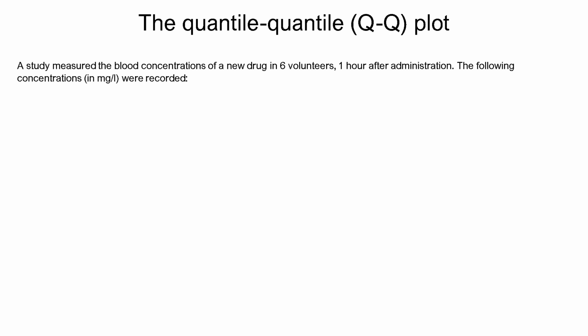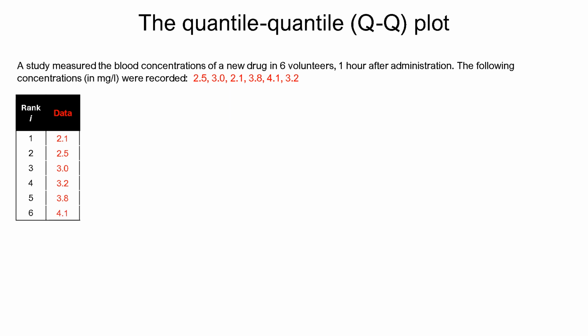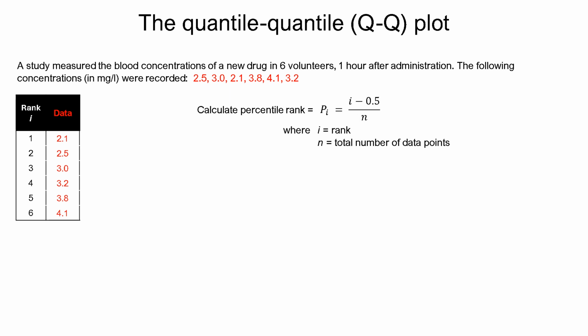To explain how a QQ plot is constructed, I will walk you through the process with experimental data. In this study, volunteers were administered a new drug, and the concentration of the drug in their blood was measured 1 hour later. These are the measurements obtained from each volunteer. The values are entered into a table, ranked in order from the lowest to the highest value. Each rank is assigned a percentile value, calculated by dividing the rank - 0.5 by the total number of data points.